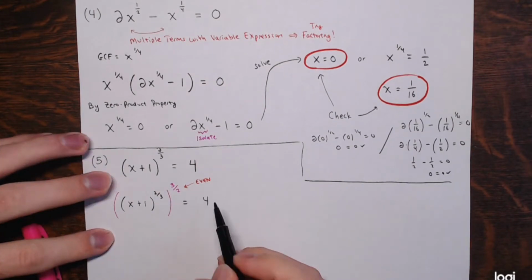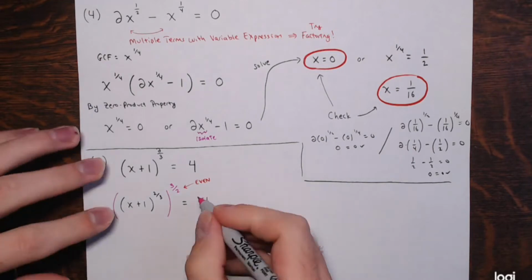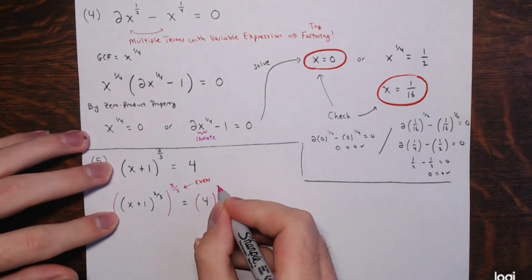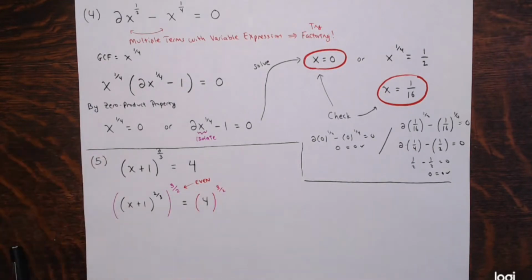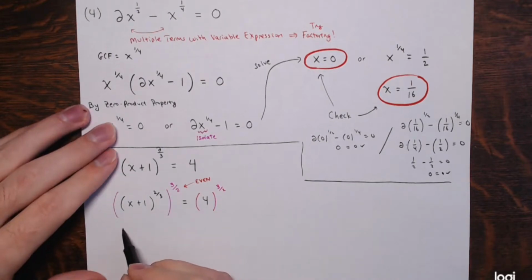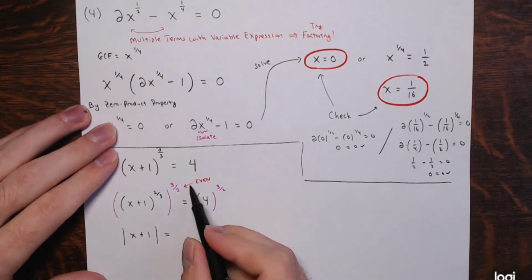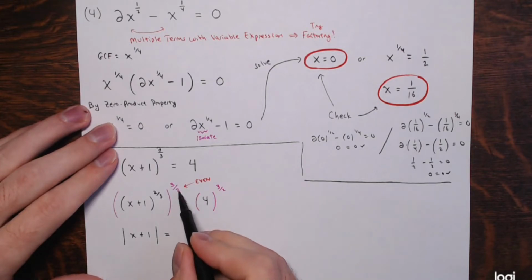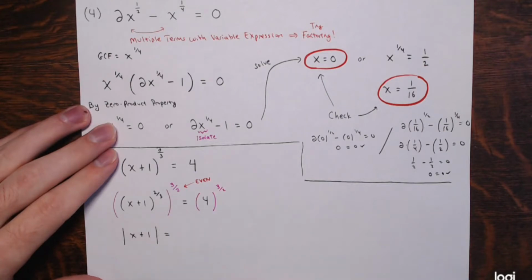And then the other side, I got 4 to the 3 halves power. And like I said, this side will be the absolute value of x plus 1, not just x plus 1, because of that even denominator, the even root of an even power that I'm taking here. And then 4 to the 3 halves, the square root of 4 is 2, 2 to the 3rd power is 8, 4 to the 3 halves is 8.